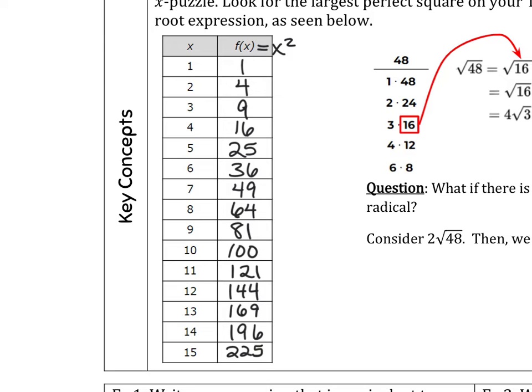Very nice. That's your table. We'll have this chart available all day today, but these are perfect square numbers that we should pretty much remember. If not, at least up to 12, if not 15.